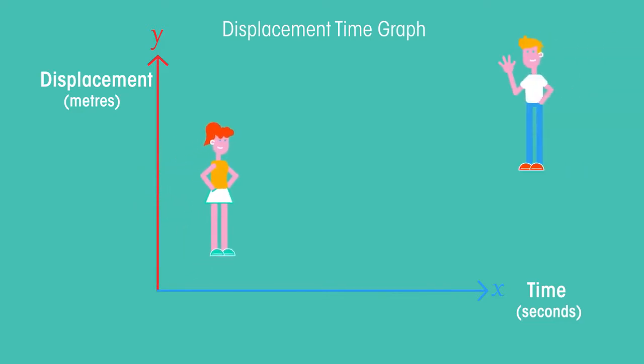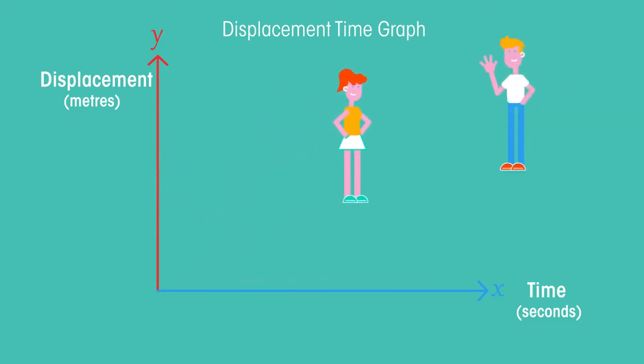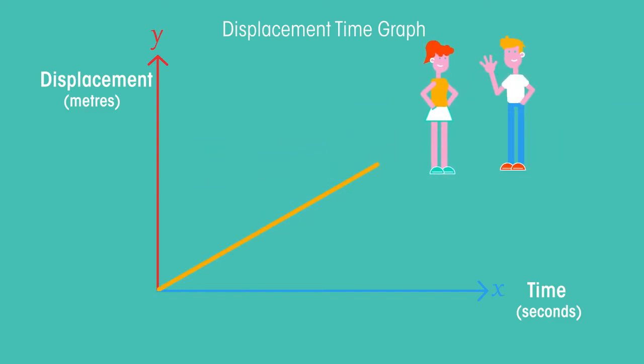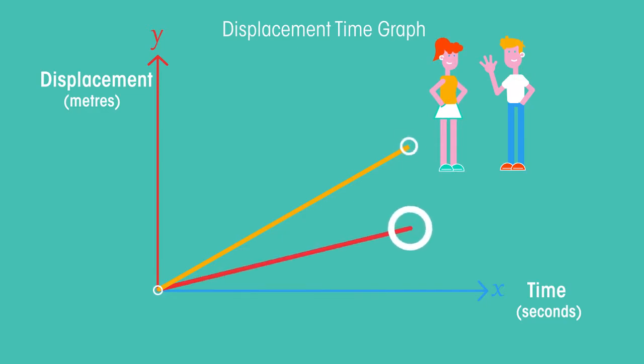Alice starts walking to Bob's. Travelling at a constant speed, this will create a diagonal line from the origin. If she walks slower, the line will be less steep, having a smaller gradient, because in the same amount of time she will travel less distance. If she walks faster, the line will be steeper.